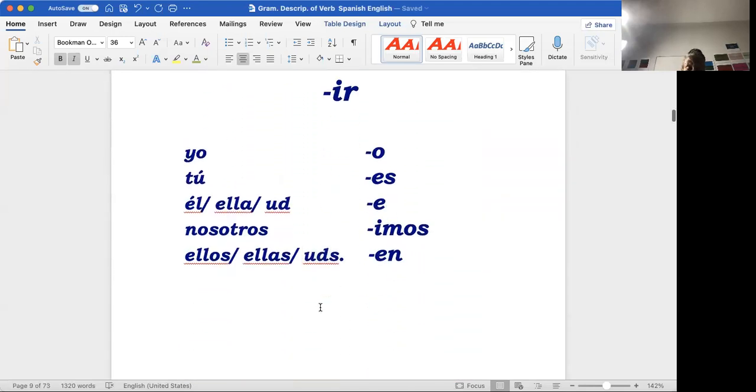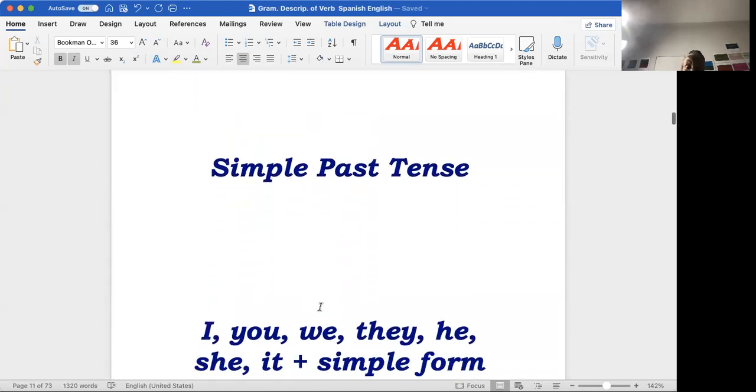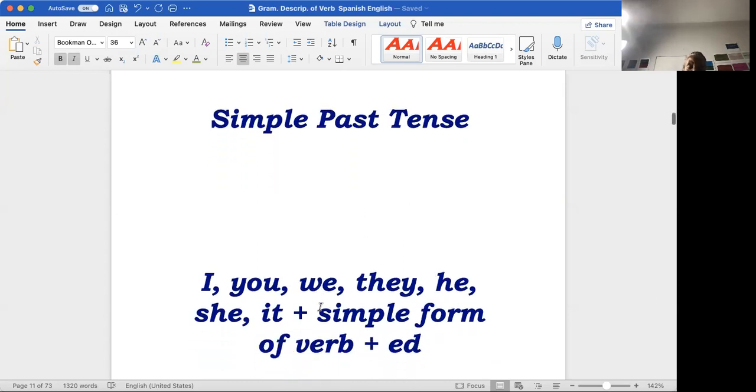Okay. Let's do it. So this is a simple past tense. In Spanish, it's called the Pretérito. It's an action that happened maybe once or twice in the past. That's important because there's another tense. We don't really have it in English, not as a separate tense so much. So it's different. But let's just say this would be like, well, I'm going to show you right now. So it's I, you, we, they, he, she, it. It's all persons. All persons.